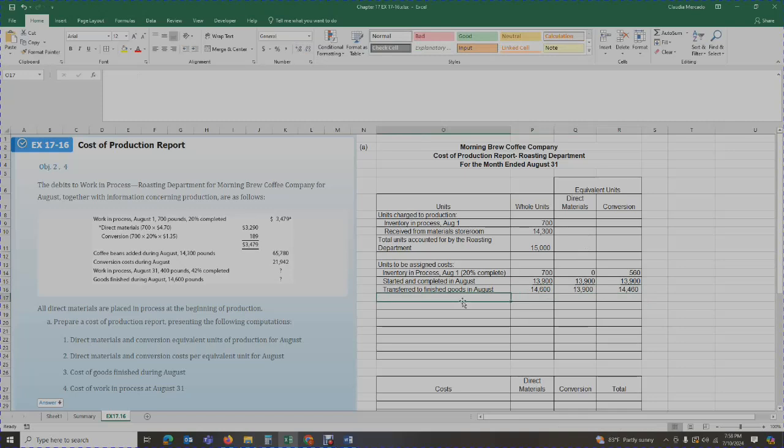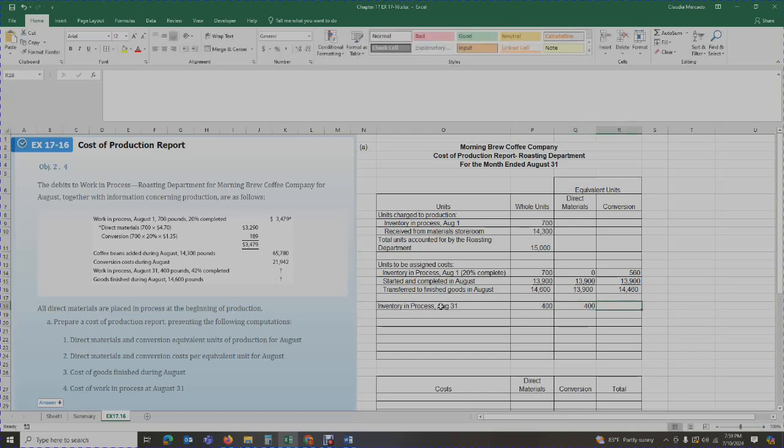And then last but not least, we have to complete our ending inventory. That's the inventory that was not completed, the inventory that's in process, August 31st. This is what we did not complete. And remember, the problem says 400 pounds were in process. So that's 400 pounds. Out of the 400 pounds, how much of that is going to be affected by direct materials? Those 400 pounds are in the current month, so that will be the entire 400.